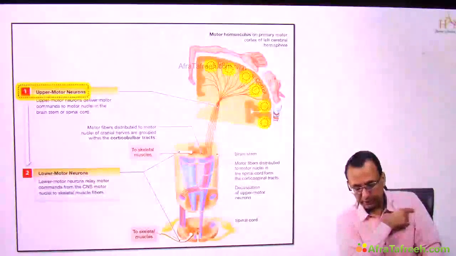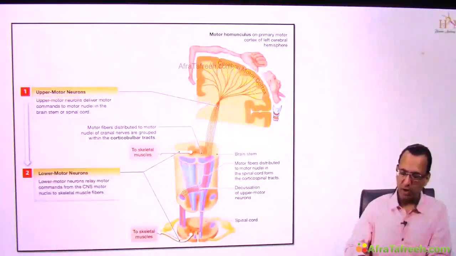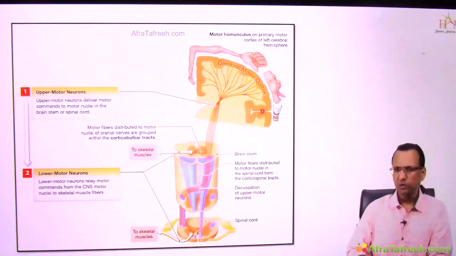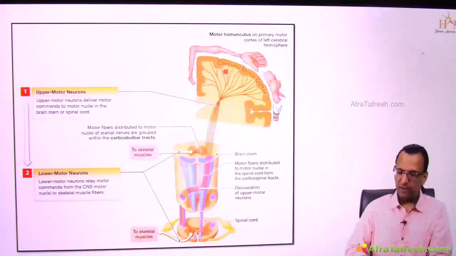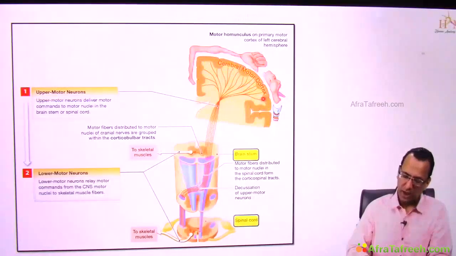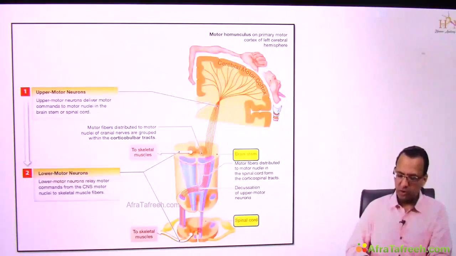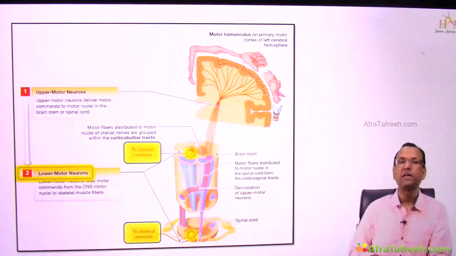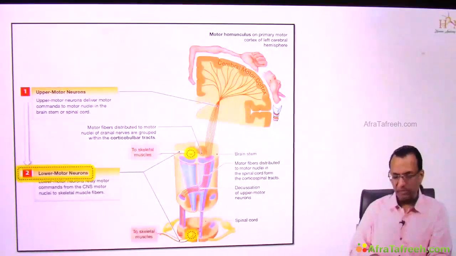Now all the details. As we are telling, upper motor neurons are usually in the cerebral cortex. And they are supposed to be modulatory on the lower motor neurons. And where are the lower motor neurons? Lower motor neurons are either in the brainstem or in the spinal cord. And what are they supposed to do? Lower motor neurons are going to control the muscles. Like there is a brainstem giving cranial nerve to control the skeletal muscle. This is the spinal cord giving spinal nerve to control the skeletal muscle.